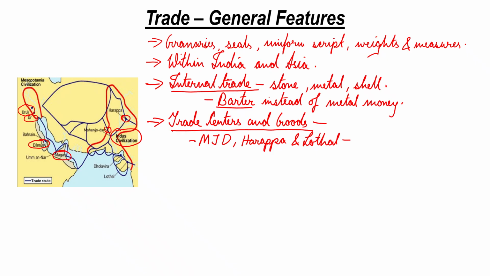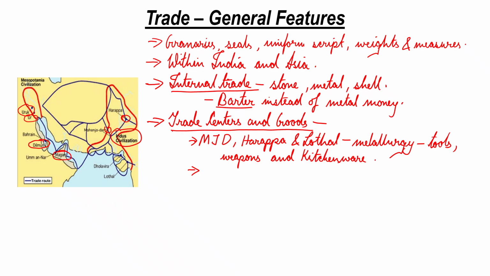These were important centers of metallurgy. Means items of metals used to be made here. What kind of items? Mainly tools, weapons, and kitchenware. So these were all items of metallurgical trade which was there in Harappa, Mohenjo-daro and Lothal.